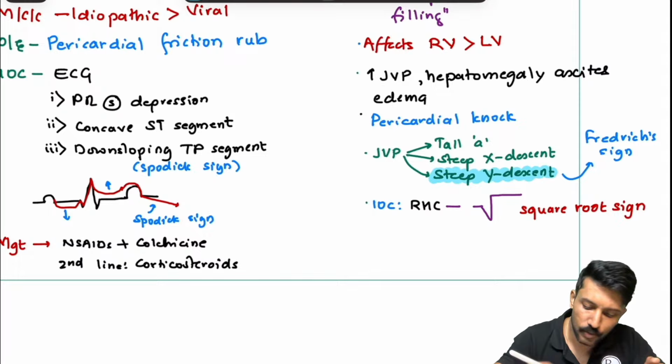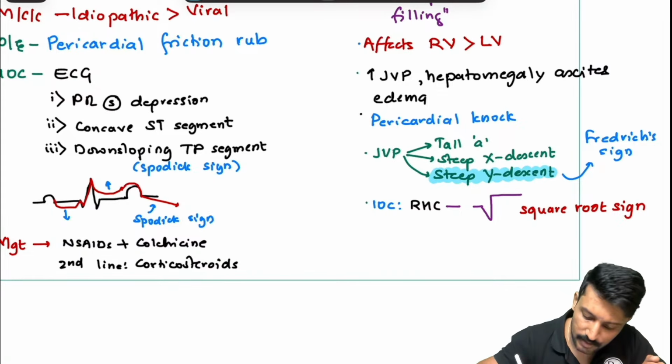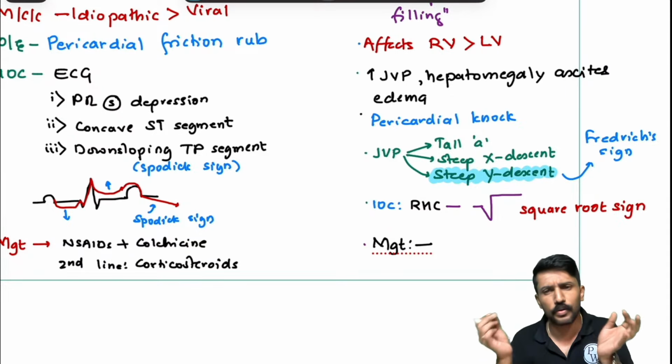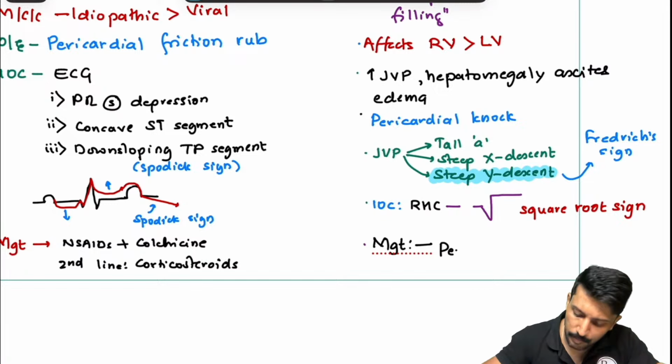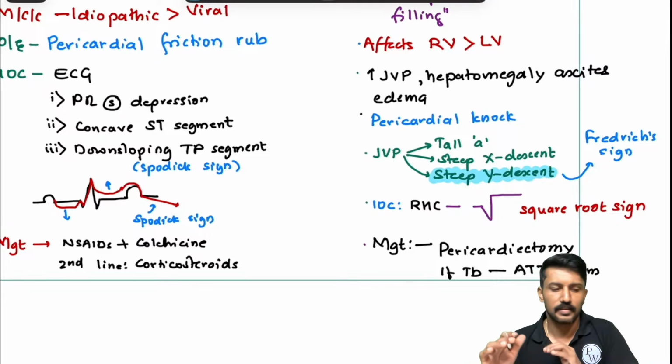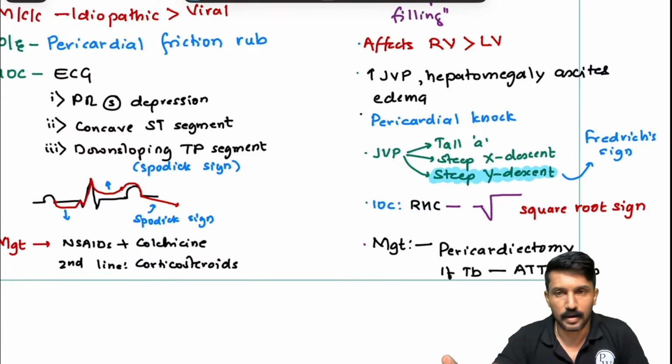With this square root sign, once it is diagnosed, I have to manage these patients. So how am I going to manage these patients? The management, because here the pericardium is stiff, it is restricting ventricular filling, I have to remove it. So management is primarily pericardiectomy for all cases. But if TB is the cause, then we will go ahead with antitubercular treatment for 12 months, right? That's about constrictive pericarditis.